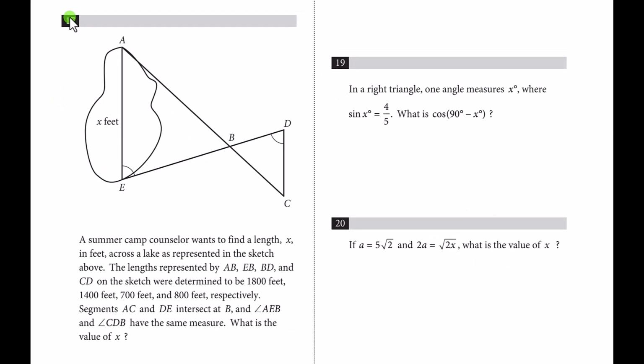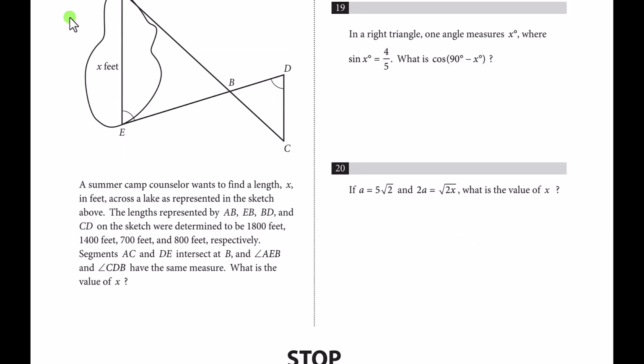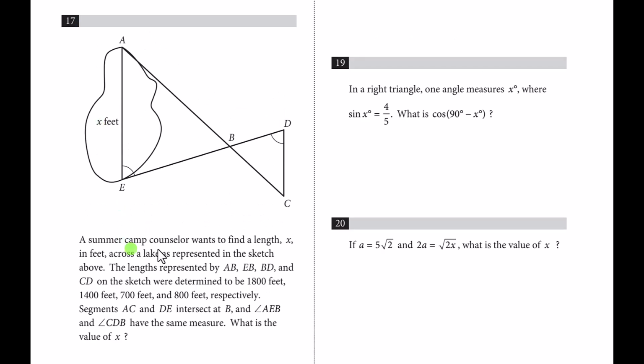Question 17. This is a matter of similar triangles. This is a thing they really like to test. So what do we have here? We want to find a length x. Okay, so this is what we're looking for. Now, the lengths represented by AB, EB, BD, and CD were determined to be... Now, you got to make sure you line these up. So AB is 1800. That's 1800 here. 1400 is E to B.